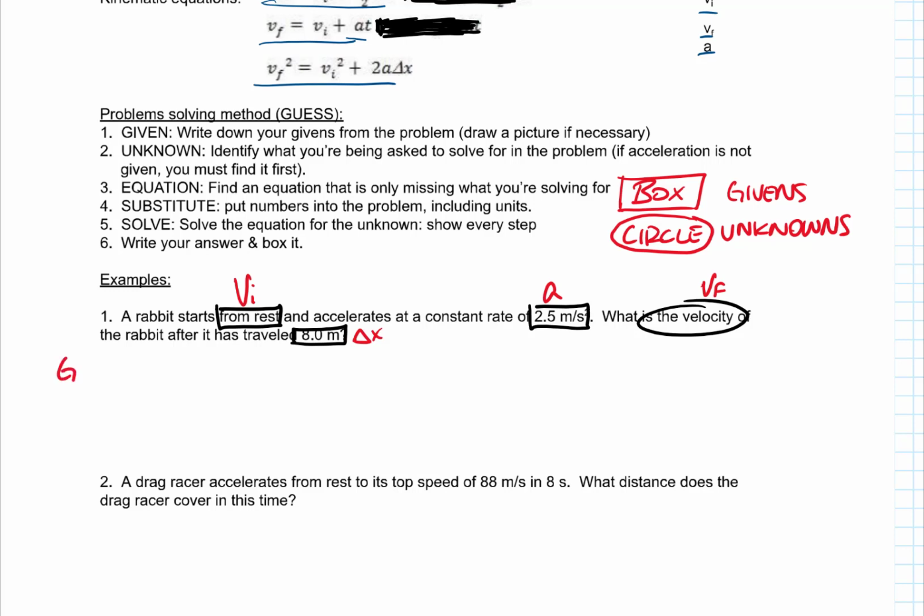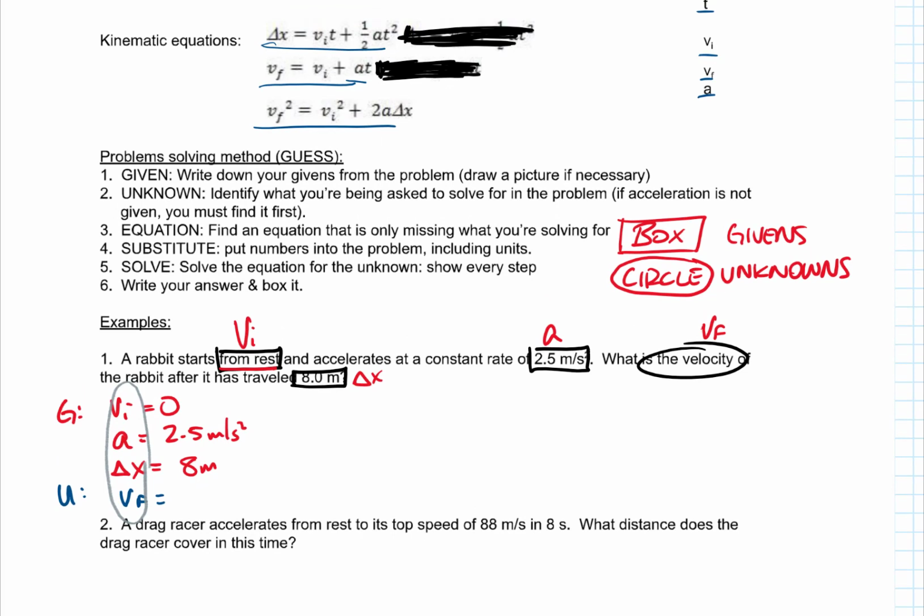So, for our givens, we know that the initial velocity is 0 because it says from rest. We have an acceleration of 2.5 meters per second squared, and we travel a displacement of 8 meters. What we want, our unknown, is the final velocity. Now here's how I like going through these problems. We have 4 pieces of information. What I want to do is find an equation that has those 4 pieces of information in it. This one has time, so it's not what I want. This one also has time, so it's not what I want. But this last one here has final velocity, initial velocity, acceleration, and displacement. This is the one I'm going to use because it has all of the pieces that I'm given.